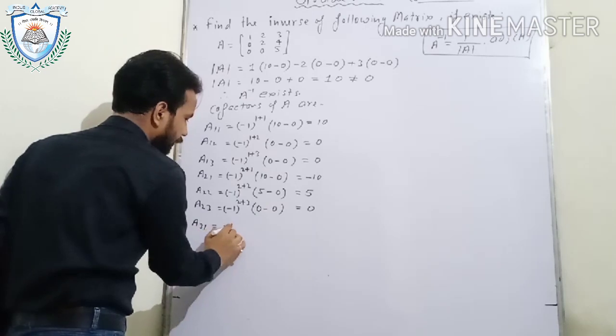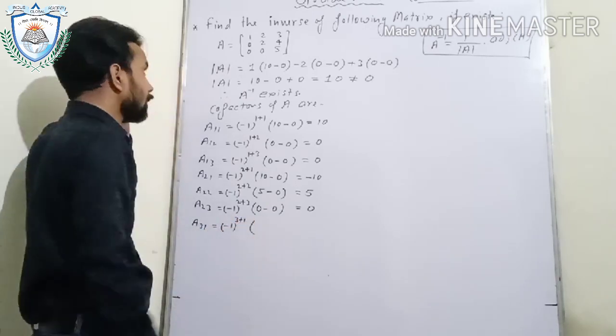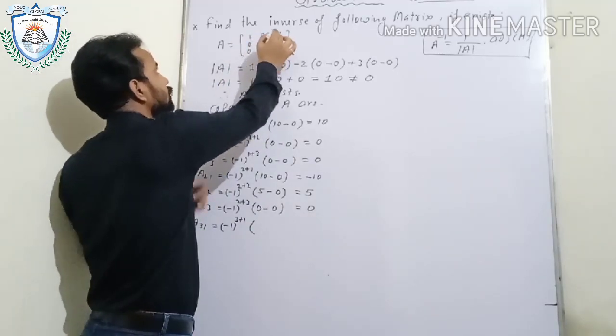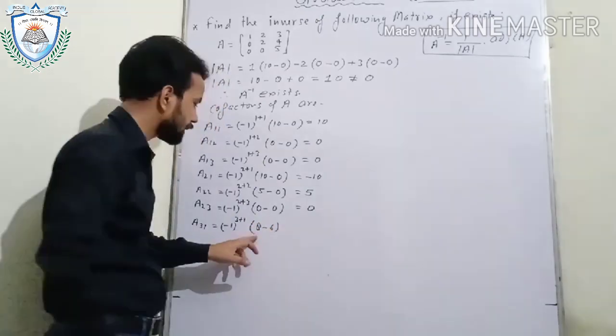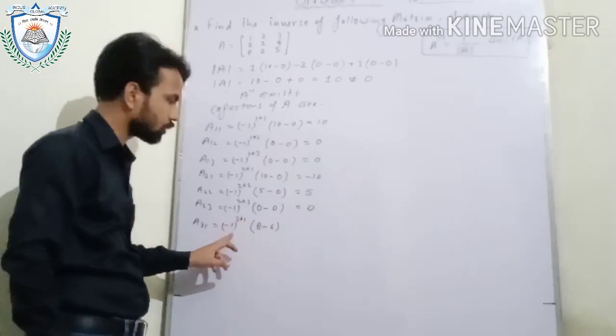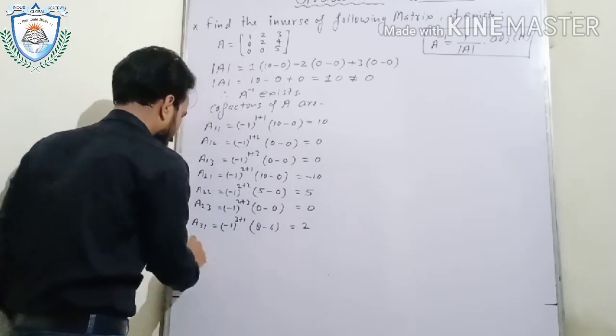Now A31. A31 will be minus 1 to the power 3 plus 1. So third row, first column. 4 2s are 8. Minus 2 3s are 6. 8 minus 6 gives you 2. Minus 1 to the power 3 plus 1, 4, that is positive 1 into 2. That is positive 2.